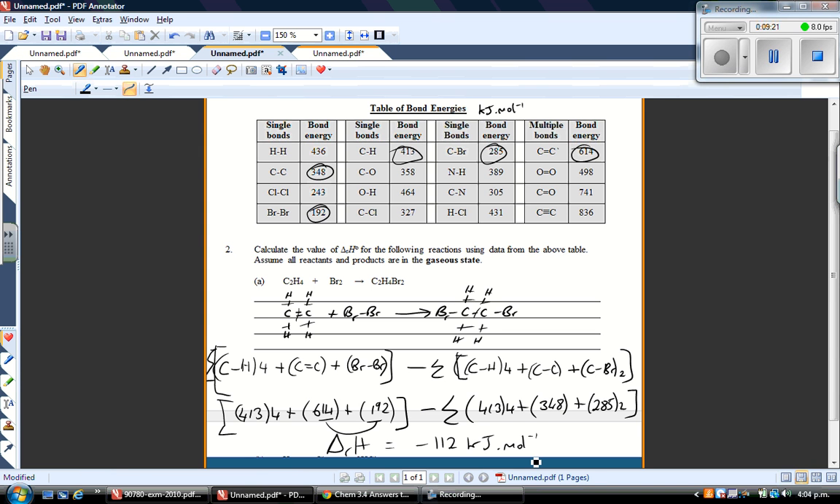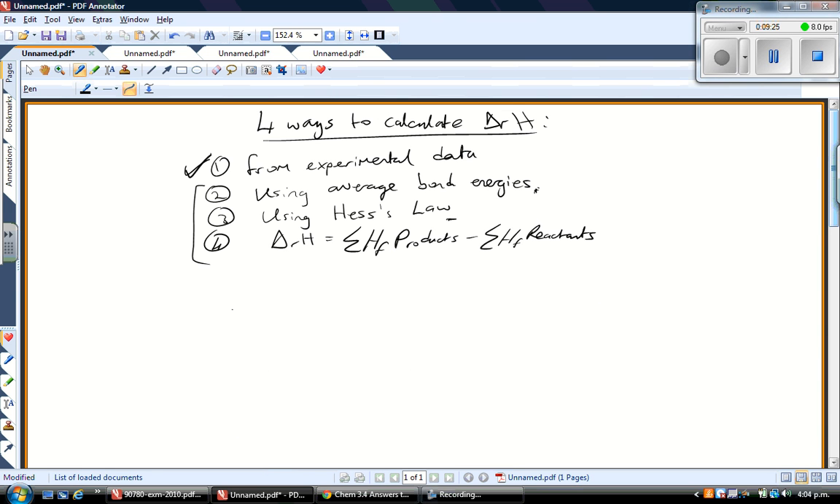The next thing we need to look at is using Hess's law. So if I go back to our original starting point, we now have covered how to calculate the enthalpy for a reaction using bond energies. So we're going to take a look at Hess's law now. Hess's law will start off with a nice simple example and then work up to an exam standard question. So let's take a look at Hess's law.